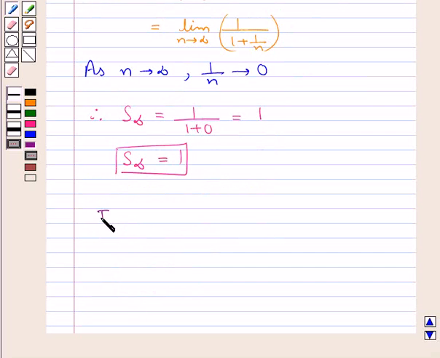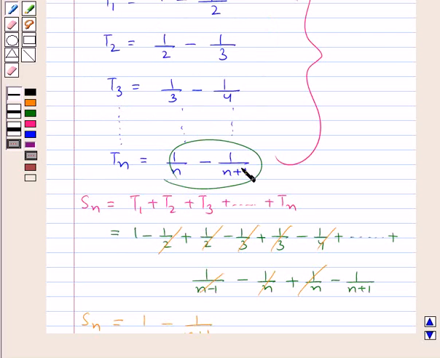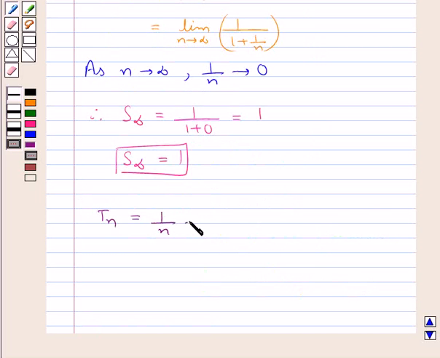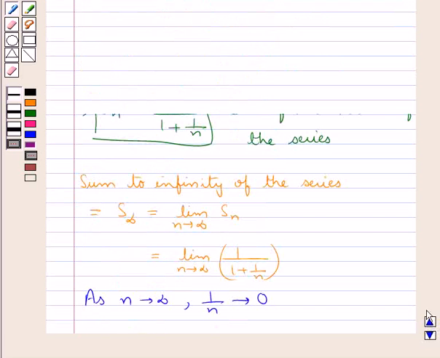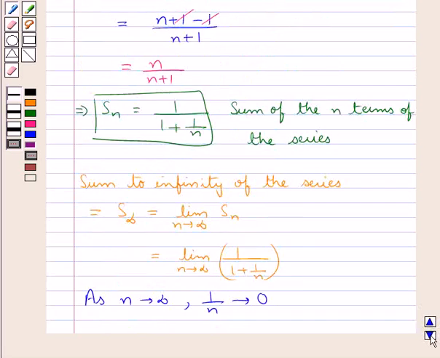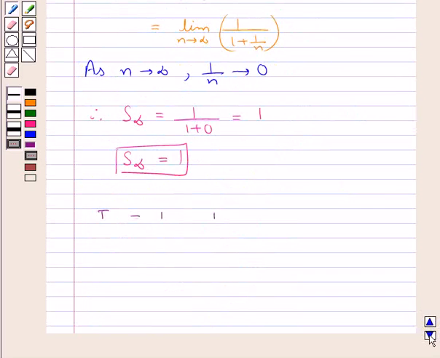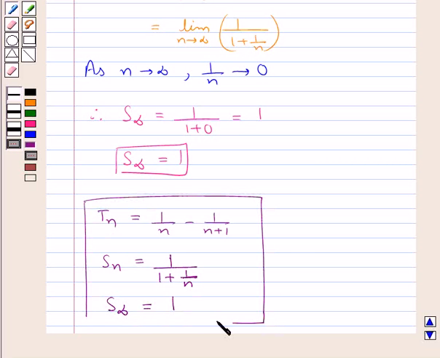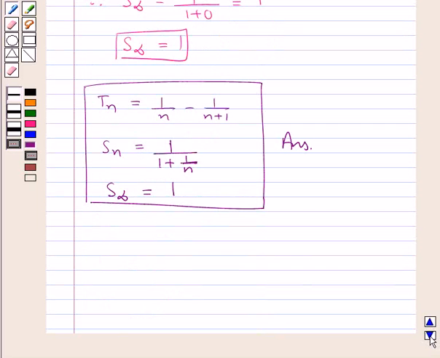So finally, we have the nth term of the series is equal to 1 upon n minus 1 upon n plus 1. Then sum to n terms of the series, that is Sn, is equal to 1 upon 1 plus 1 upon n, and sum to infinity of the series, that is S infinity, is equal to 1. So this is the final answer of the question. So this completes the session. Hope you have understood the solution of this question.